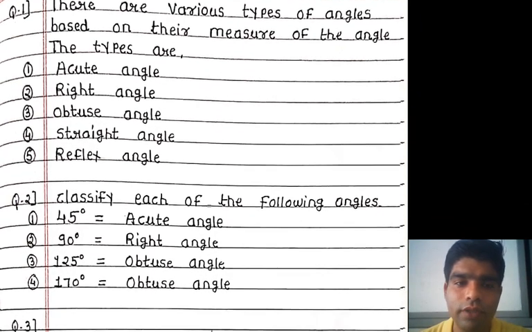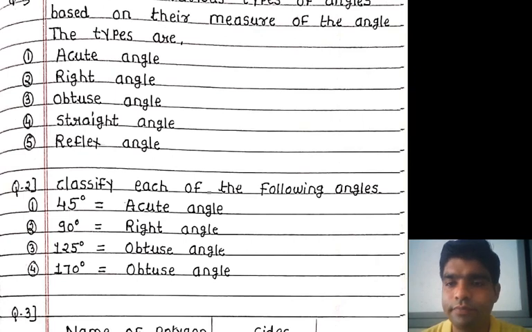Okay, now let's start from question number two. Our question number two is: classify each of the following angles. I already discussed some definitions and the types of angles. By using these types, for the examples in front of you, we have to classify each of the following angles.